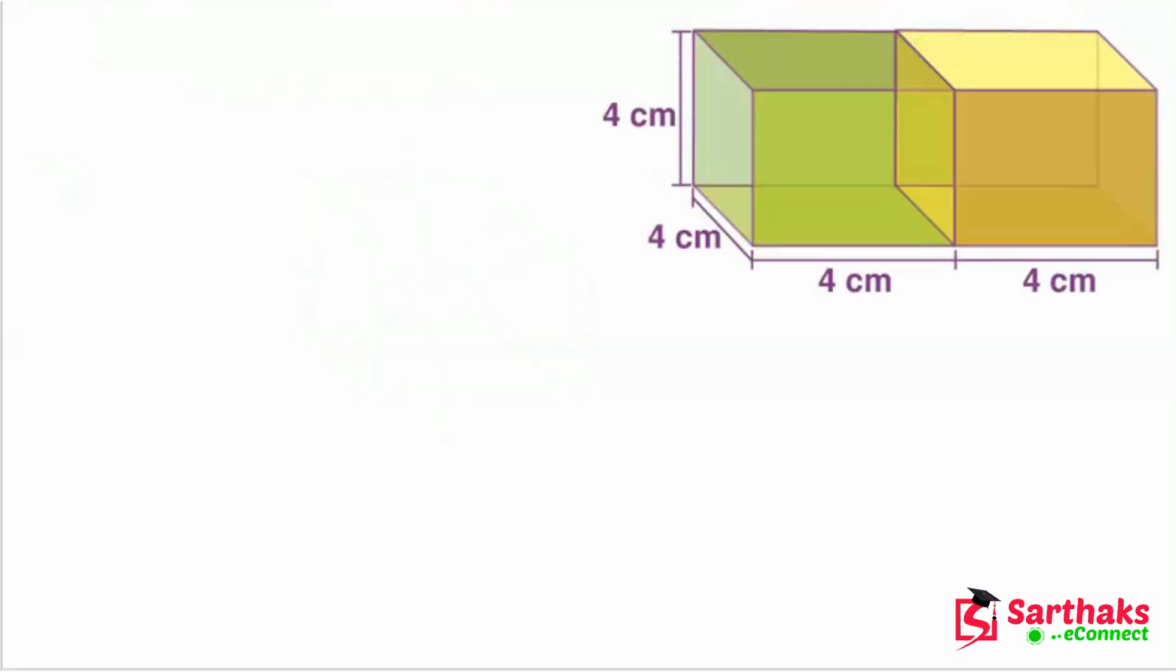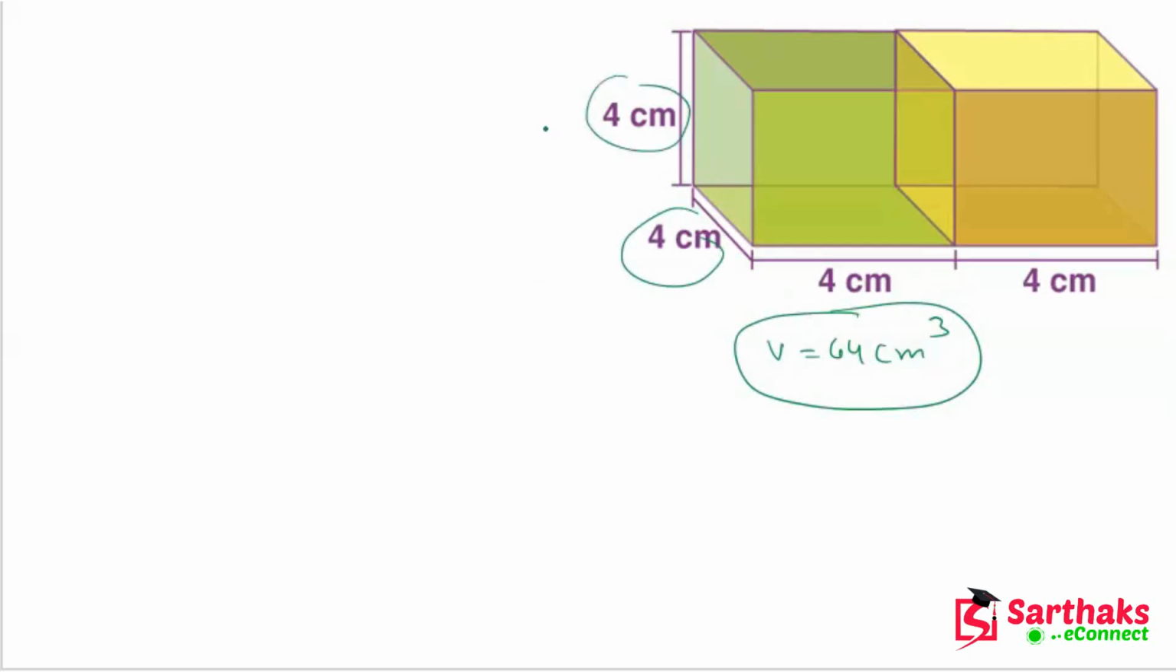Now let's see some examples. Let's suppose we have 2 cubes, and if we combine them we get a cuboid. Each cube has a volume of 64 cm³, and they are joined end to end. We have to find the area of the resulting cuboid. With the help of this volume, we can find the side.